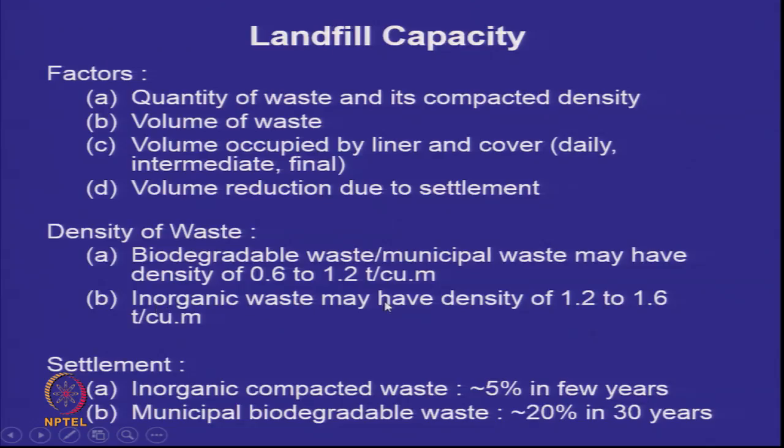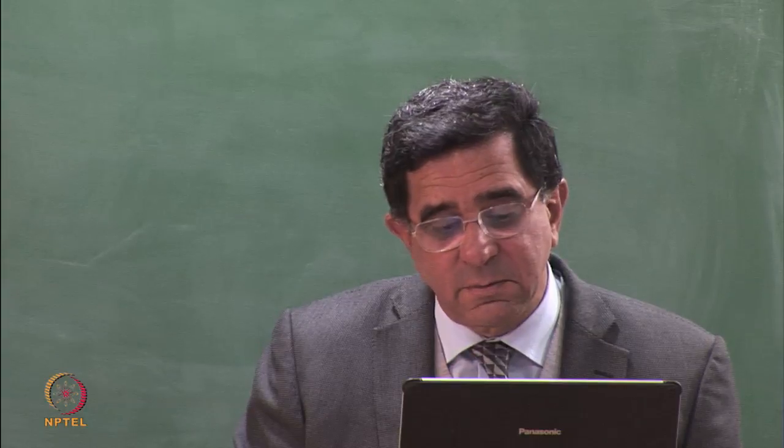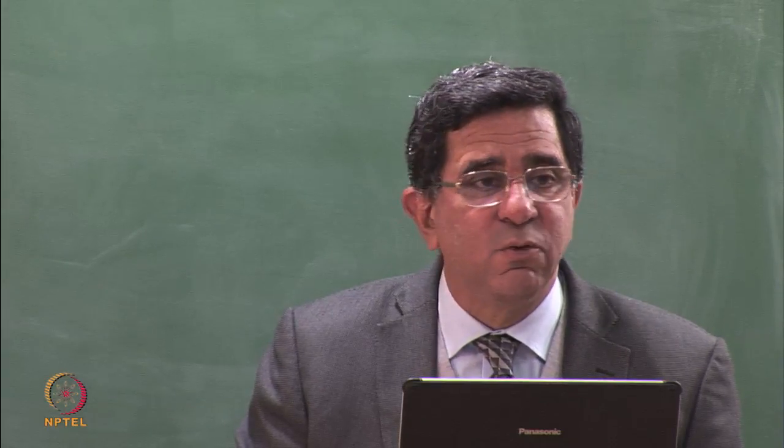If you have inorganic waste, most of the waste coming out from industries is inorganic, right? Then it's more having densities like soil. What is the unit weight of soil? Typically, compacted soil will have 1.2 to 1.6 unit weight. So in hazardous waste landfills, if you are having inorganic waste, then this may be the density, but for municipal solid waste, this may be the density. If you have inorganic compacted waste, it is not going to settle much. You are not going to get more airspace, especially if you have compacted it properly. It might settle by a few percent. So don't rely on this additional capacity.